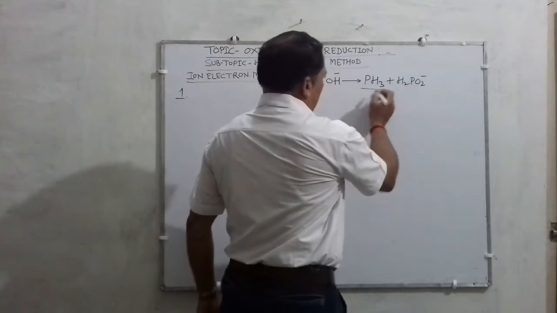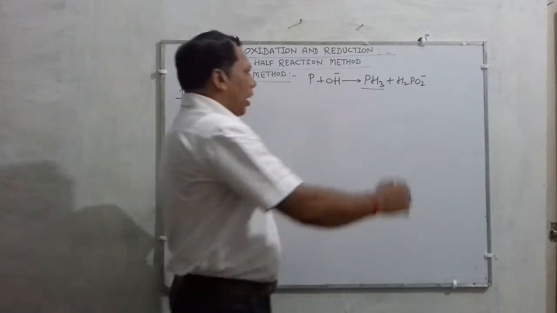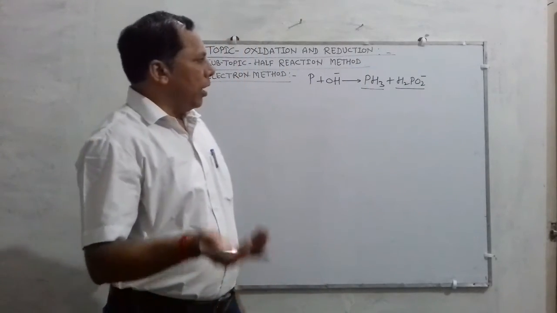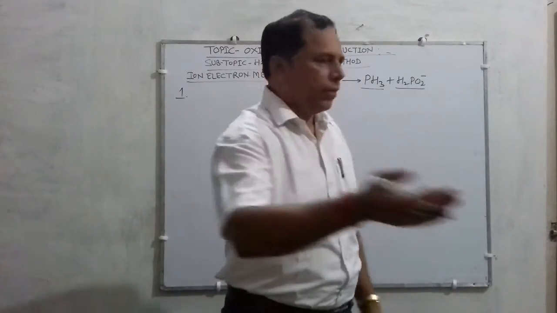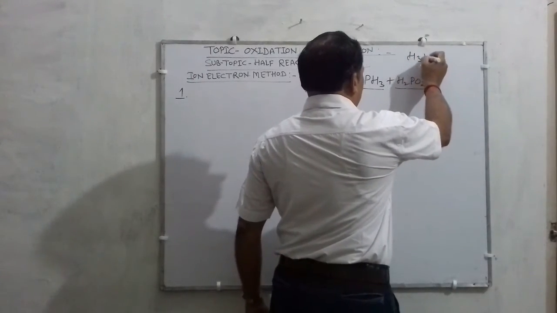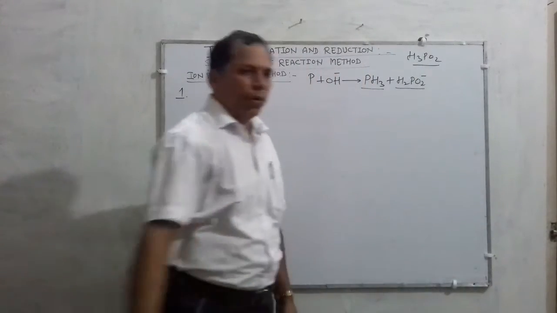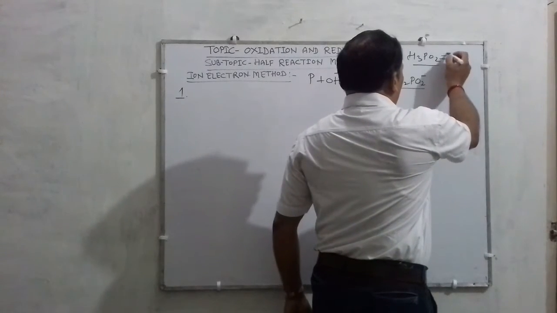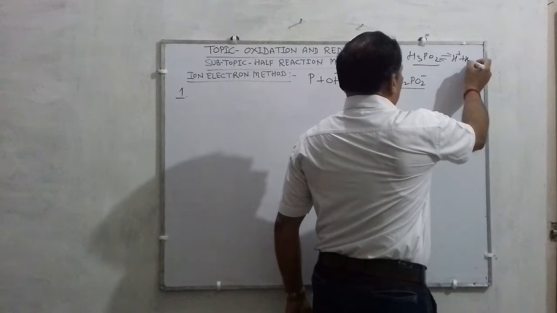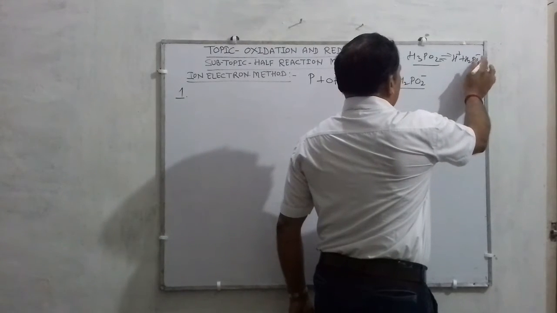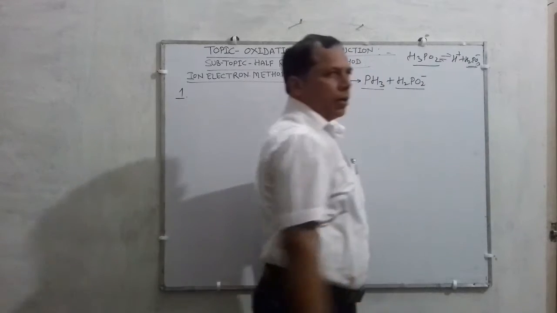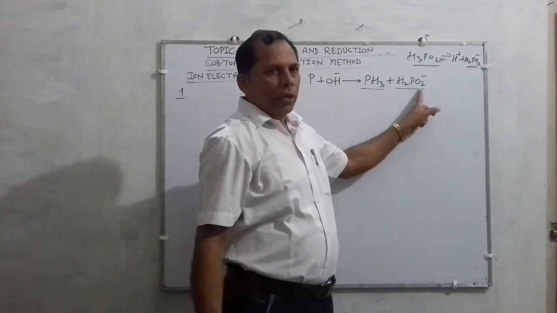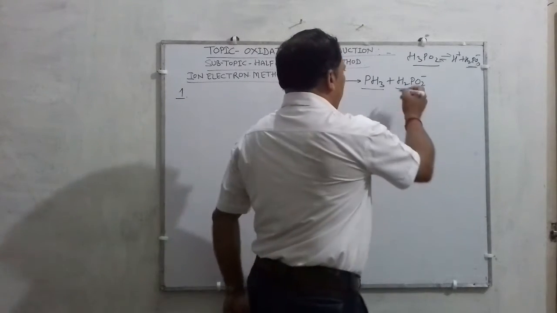PH3 is a gas called phosphine gas, and H2PO2 minus is the anionic form of hypophosphorus acid. You, children, have heard the name of this acid, H3PO2, which is called hypophosphorus acid. When it ionizes, it gives H2PO2 minus. This anionic part is called the hypophosphite ion.